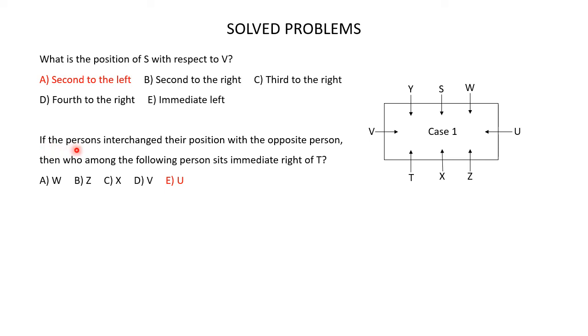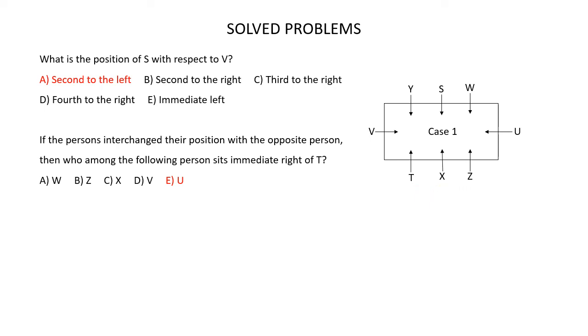If the persons interchange their position with the opposite person, then who among the following persons sits immediate right of T? You're given 5 options here and you have to find out which of these options is the correct one. So now the persons have to interchange with the opposite person. So Y, S and W who are sitting here have to interchange their positions with T, X and Z.